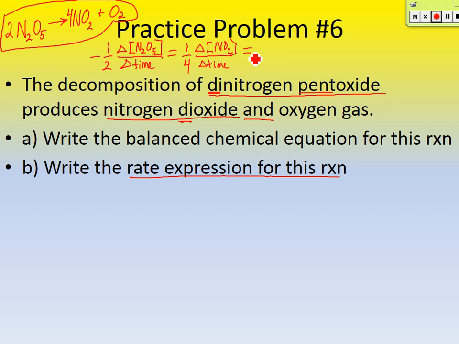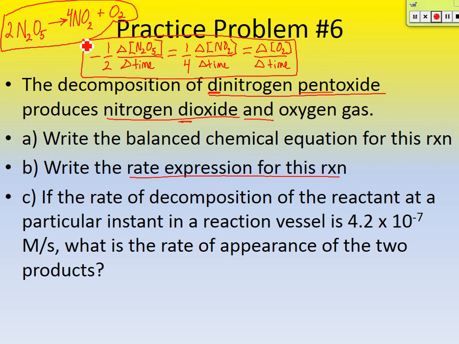There's one more term. It's a product, so it's positive. The coefficient is just a 1, so I could put 1 over 1, but I don't need to. Change in concentration of O2 over the change in time. Okay, there's my rate expression. So this is the answer for B. How many of you guys got that? Very good. Now let's go to part C and try to understand how a chemist would actually use this information. How do they use rate expressions?